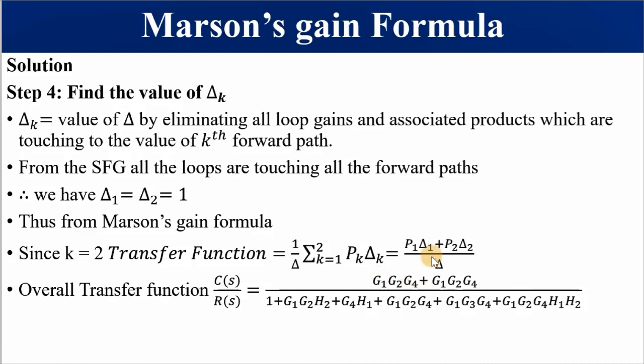So we are going to put the values. This value, please take note, is equal to 1. It does not necessarily mean that this value is always equal to 1. No. So this value is also equal to 1. And we've just found this is equal to this. So this is your answer. The overall transfer function using Mason's gain formula is equal to this.